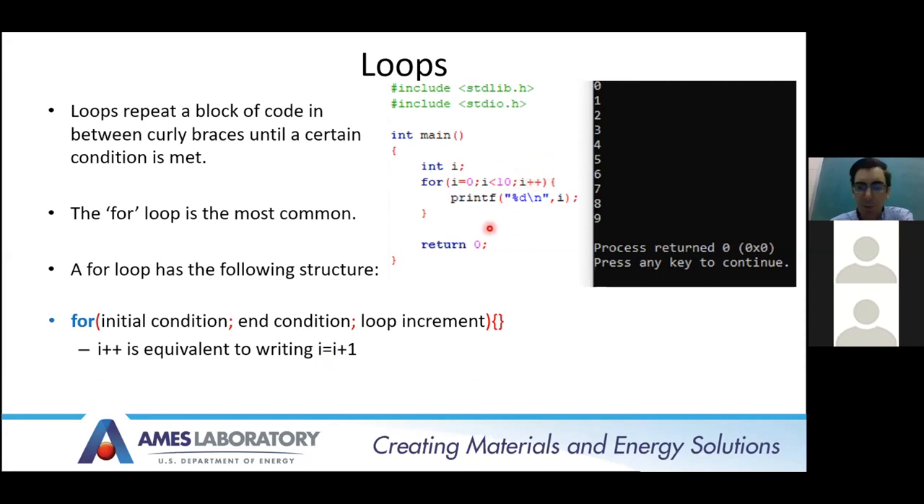And then at each increment in the loop, we have it print out an integer number, so that's %d, and then a new line. And so you'll see the command prompt here writes 0, 1 through 9, and then it terminates because for the last one, I is no longer smaller than 10, so it does not execute that part of the code.